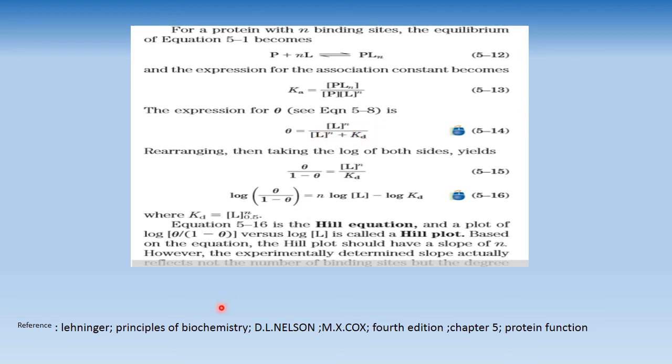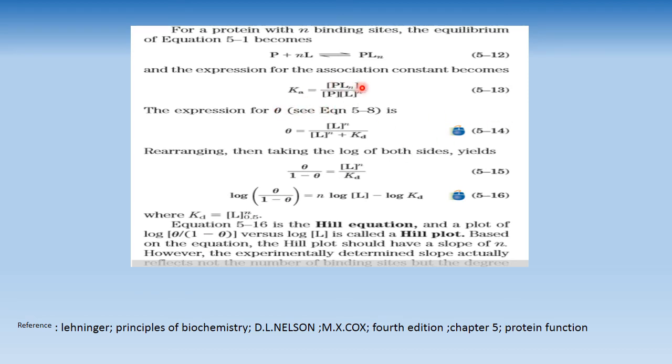This has been taken from Lehninger, so you can refer to Lehninger to see this in much more detail. Basically it's the same as what was covered earlier, but there is a difference only in the n. Here we are just taking it with n number of binding sites. So if you know how many binding sites are available on the protein for the ligand to bind to, you can find the association value from the equation.